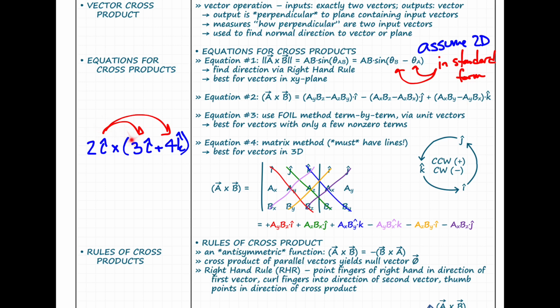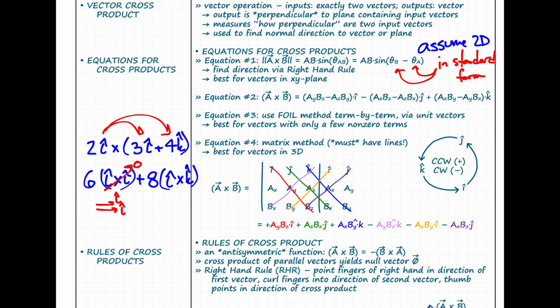So in this case, 2 times 3 would give us 6, i hat cross i hat, and then 2 times 4 would give us 8, and then we still have to do the vectors i hat cross with k hat. And so i hat crossed with i hat is 0 because i hat and i hat are parallel to one another. And so the cross product is 0.